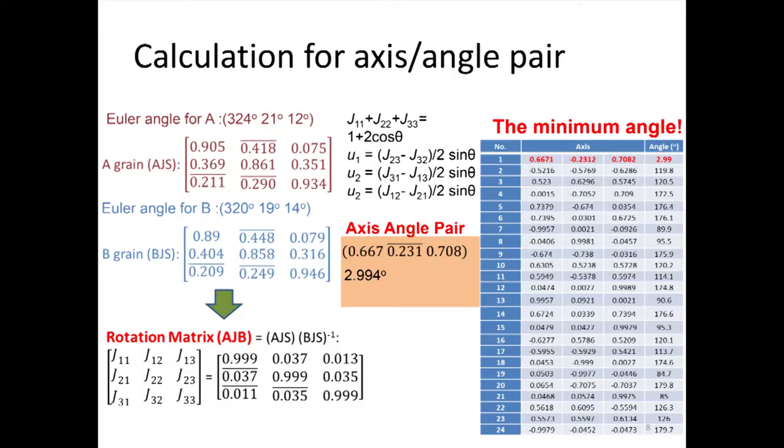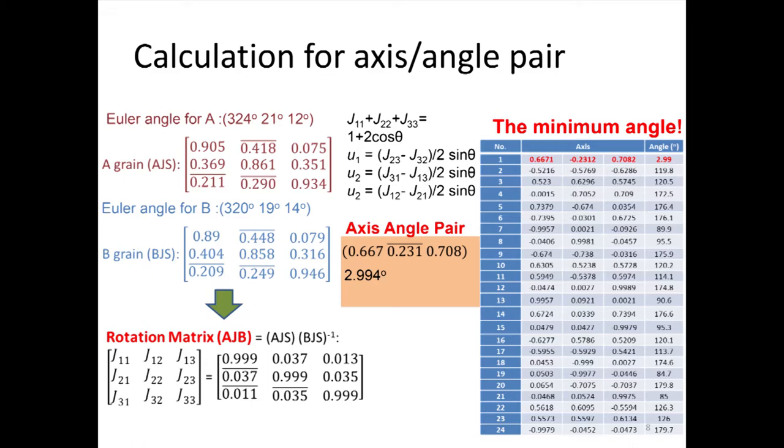So from subgrain A, we can have Euler angles here. And from subgrain B, we can have Euler angles here. But in fact, we have a reference crystal. So we can get the subgrain A orientation matrix relative to the reference crystal, and also subgrain B relative to the reference crystal. So we have these two basic orientation relationships, and then we can get the rotation matrix between subgrain A and subgrain B.